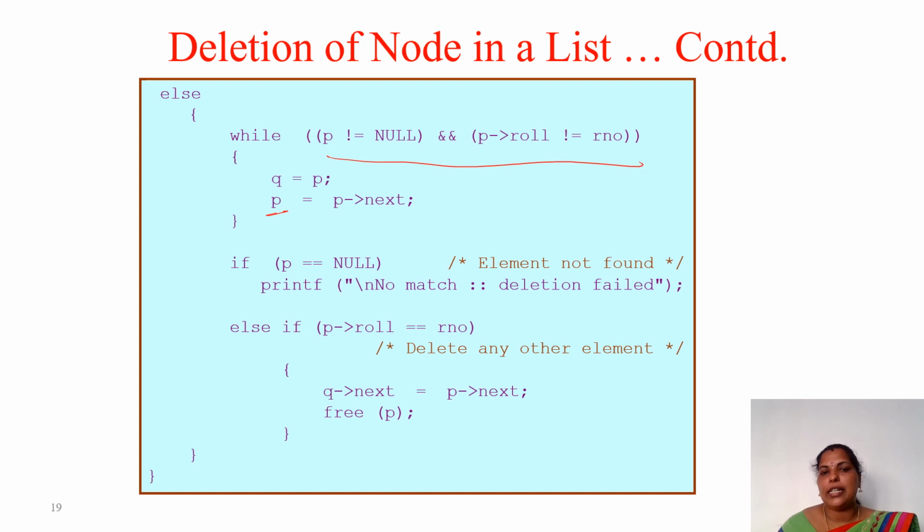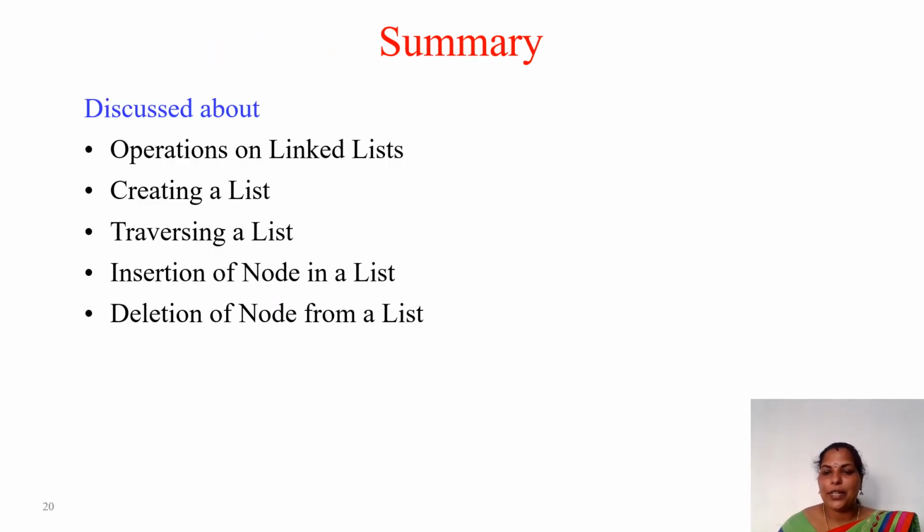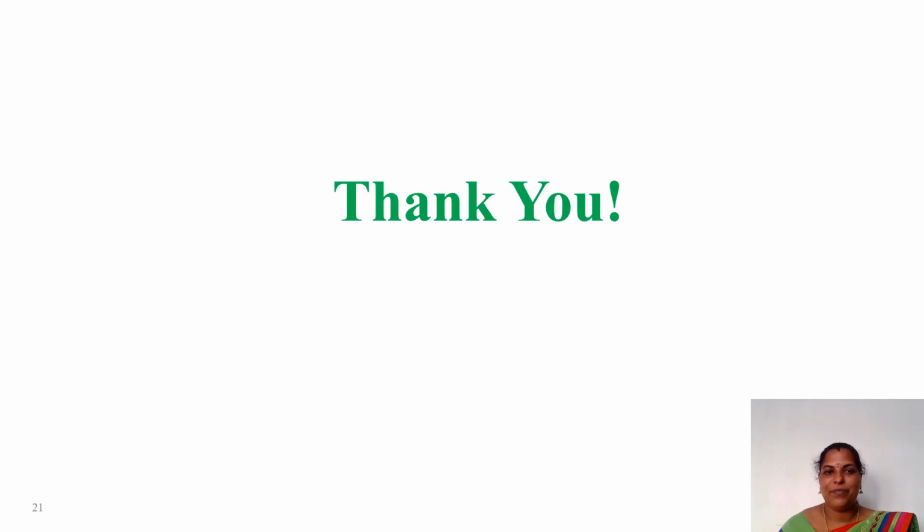And if this condition is false, that is P point to roll equal to roll number, if you want to delete any other element, that is in between, what we have to do is P point to next is assigned to Q point to next. Then we have to free this P. That is in between, if you want to delete any element, we have to do this. So that's all about the basic operations. In this presentation, we discussed 4 important operations on a linked list, that is creating a list, traversing a list, insertion of a node in a list, and deletion of a node from a list. Thank you.